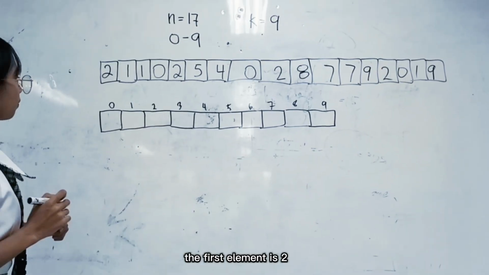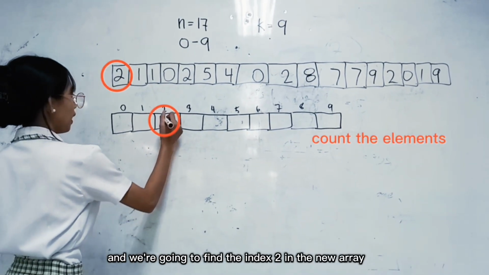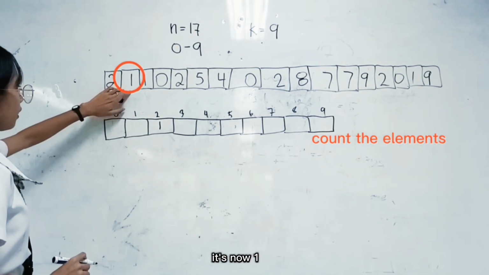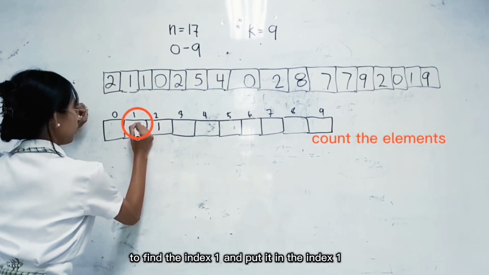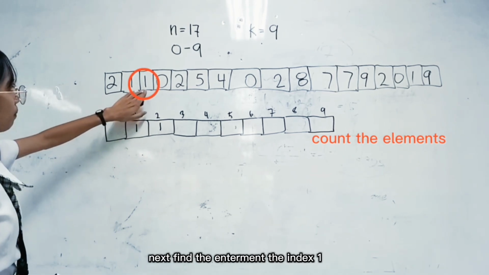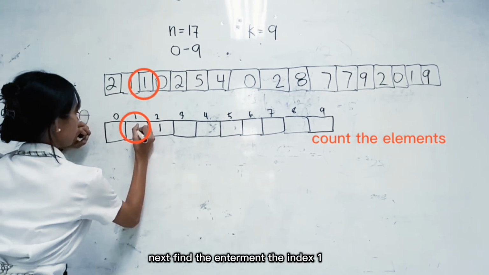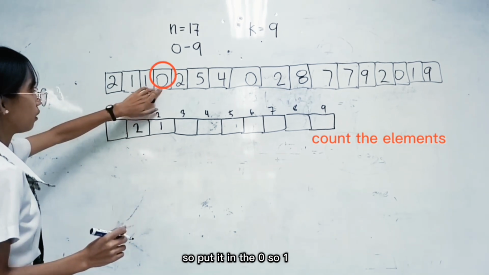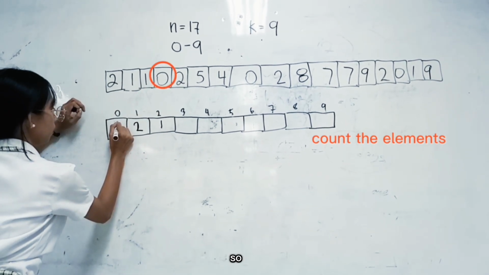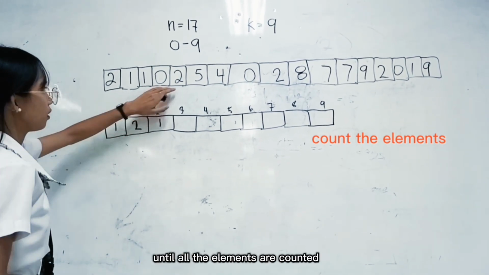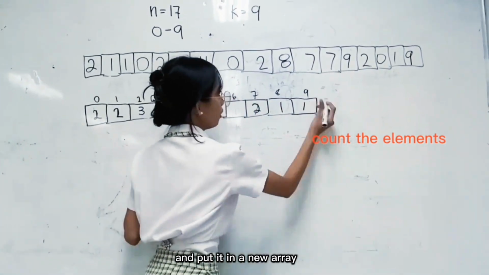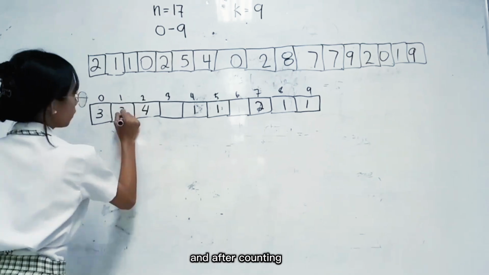So the first element is 2, and we're going to find the index 2 in the new array and then increment the value, so it's now 1. Then find index 1 and put it in index 1. Next, increment index 1, so it's now 2. So 0, find index 0, put it in 0. So 1. Continue the process until all the elements are counted and put in the new array.